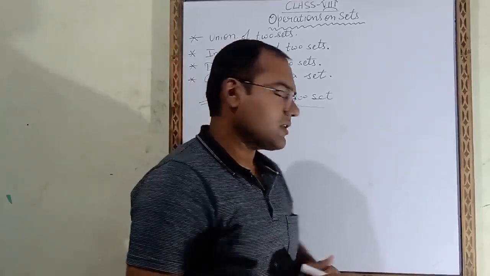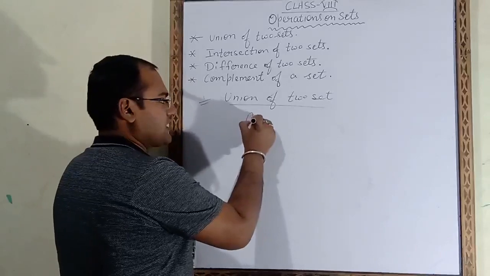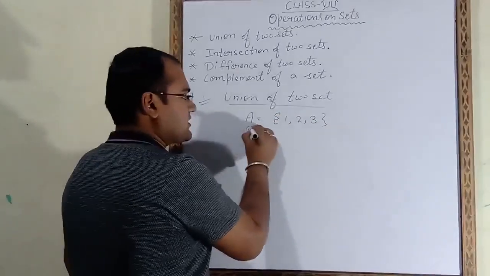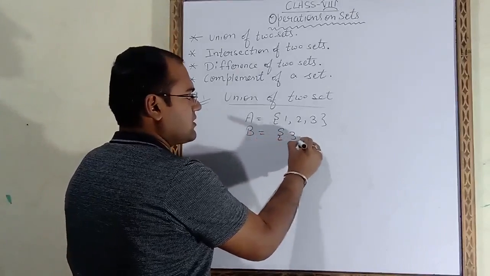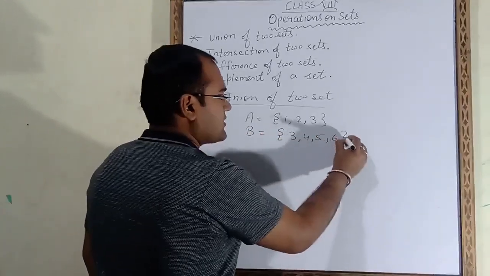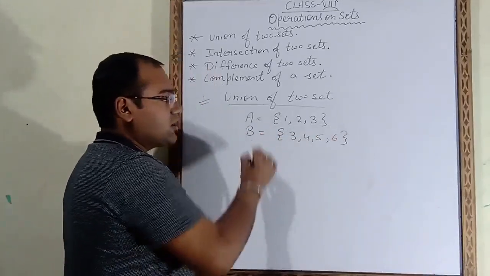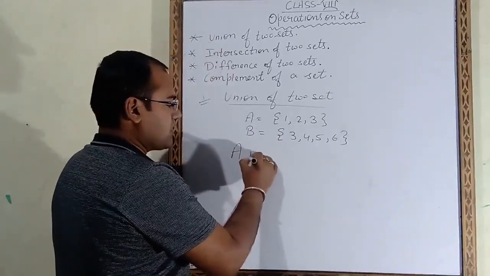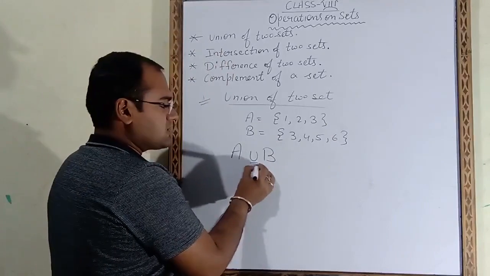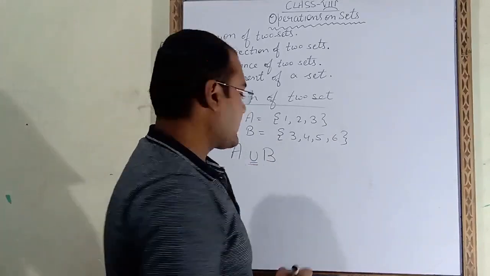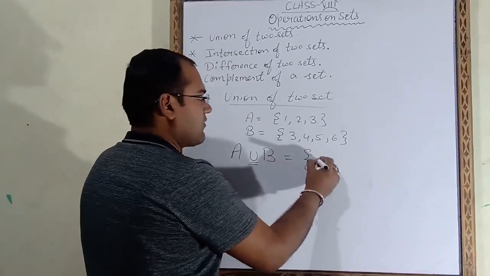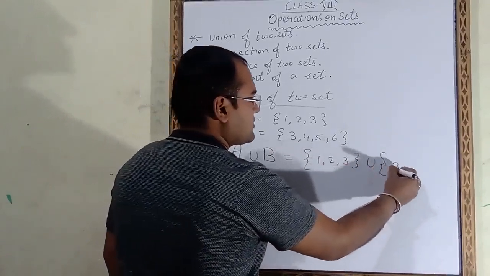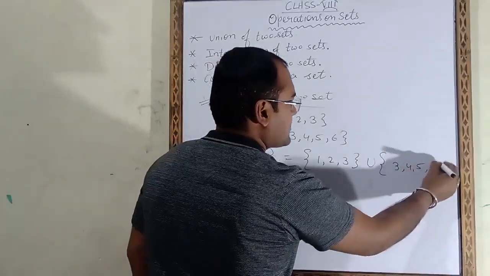Let's take one example. Suppose set A is given as 1, 2, 3. Another set B is given as 3, 4, 5 and 6. In order to find A union B, you have to use this symbol, A ∪ B. This is the symbol for union. So in A union B, the value of A is 1, 2, 3 and the value of B is 3, 4, 5 and 6.